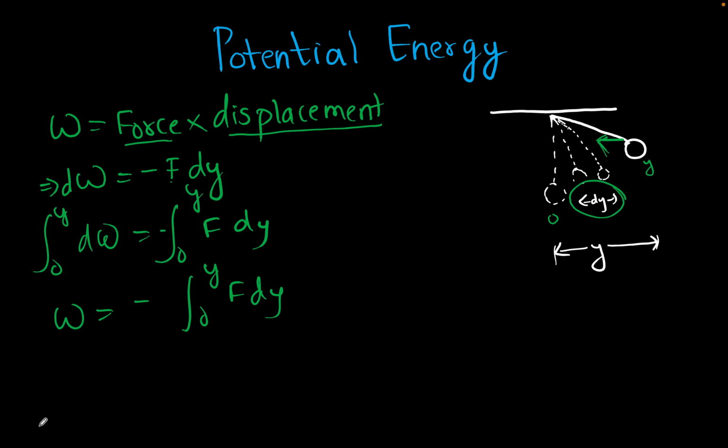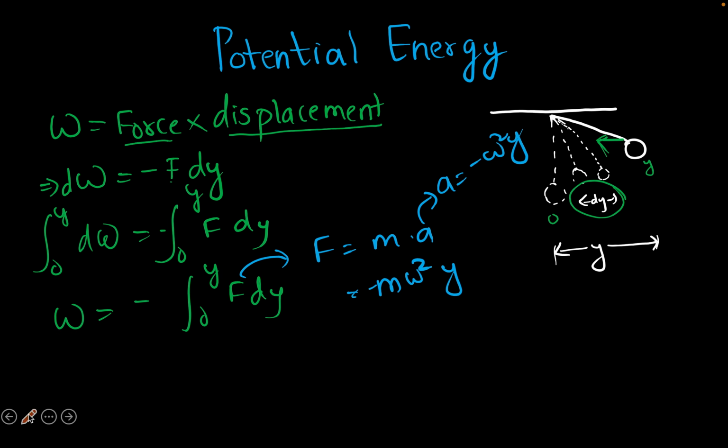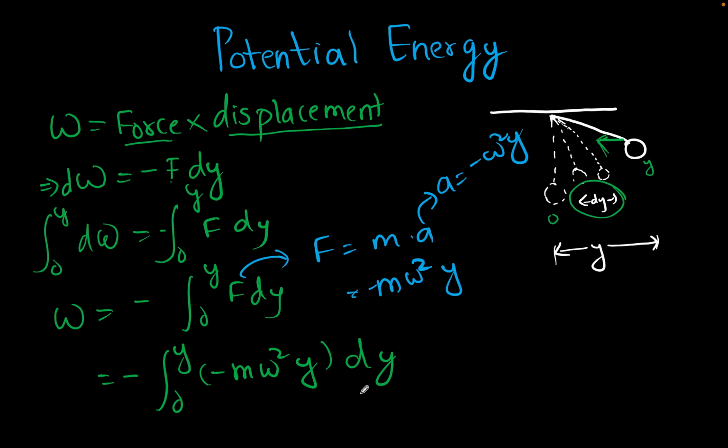I wrote this again because let's think about it. Force is mass times acceleration, and we know that the acceleration of a simple pendulum is minus omega square y, right? So let's write this down. So force is going to be minus m omega square y. Keep that in mind, and I'll replace it right here. Minus integration of 0 to y of minus m omega square y dy.